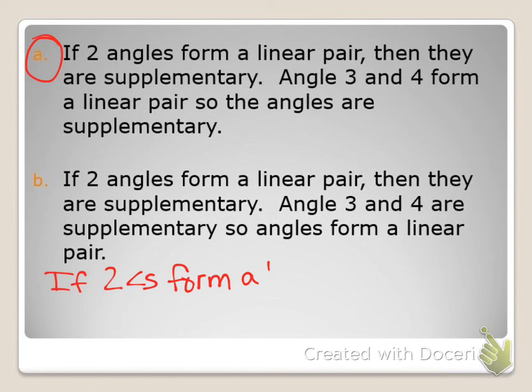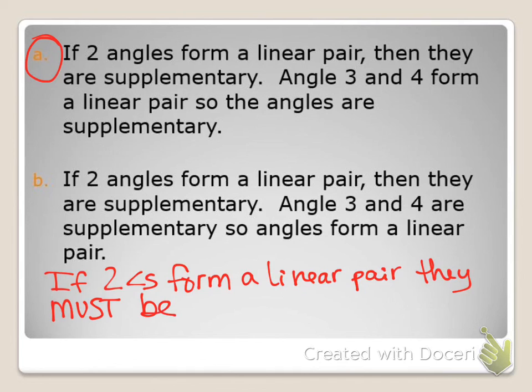Two angles form a linear pair. They must be supplementary. If two angles form a linear pair, they must be supplementary. But not all supplementary angles are linear pairs.